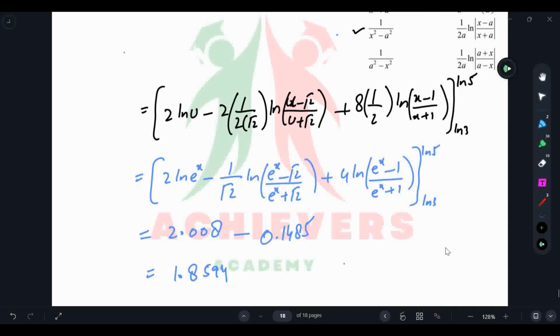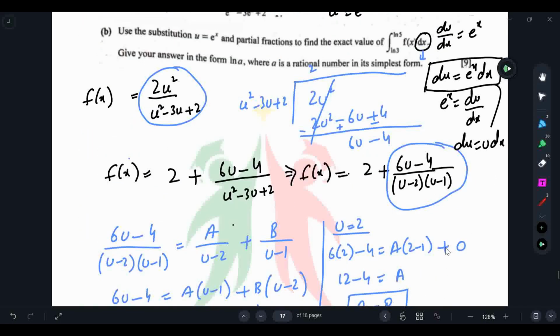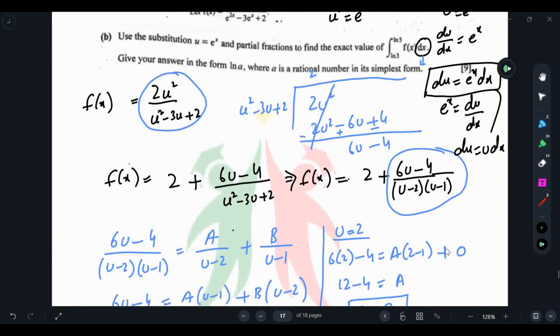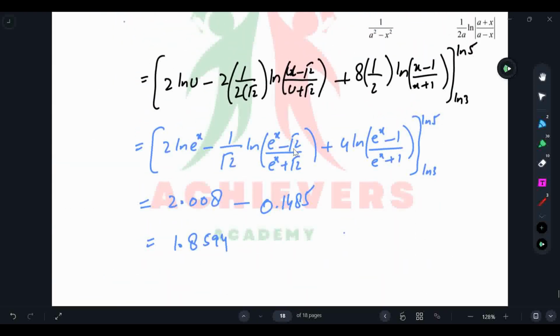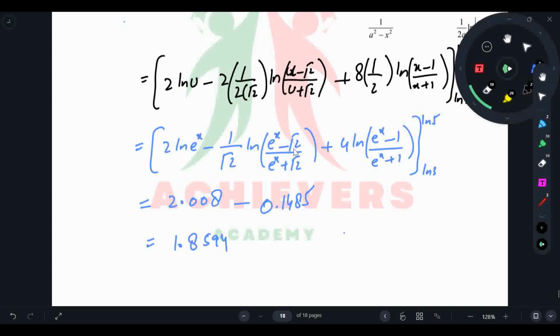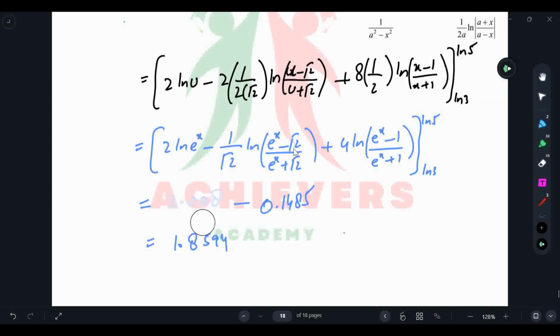Give your answer in the natural form, natural log of a. It means that this answer will not be acceptable, so we have to use it in the form of natural log of x.